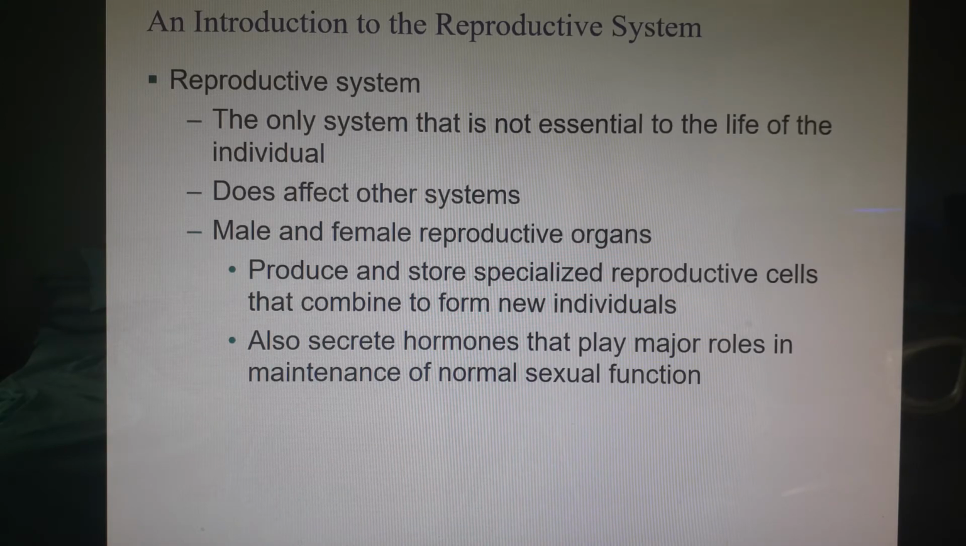Okay? Other things that the female and male reproductive organs have to do is they are part of the endocrine system and they're going to be secreting hormones that have to do with sexual function, sexual maturation of the gametes, and direction of the sexual function.